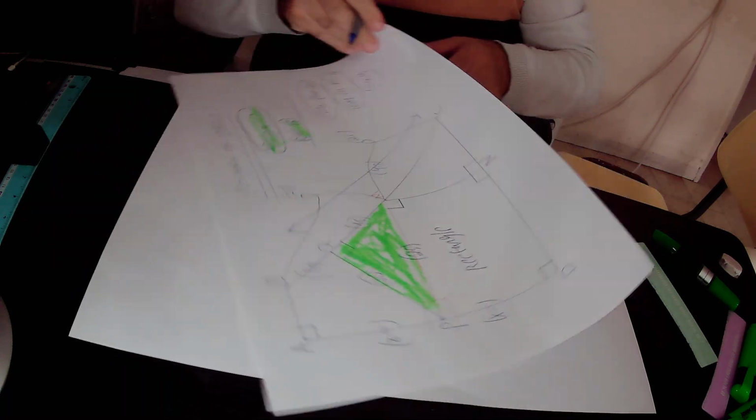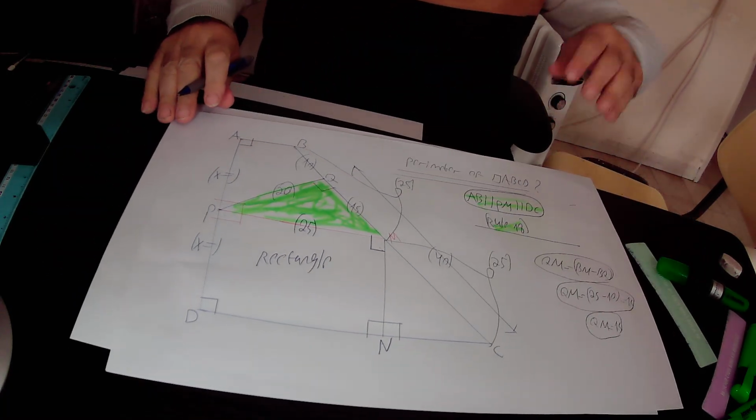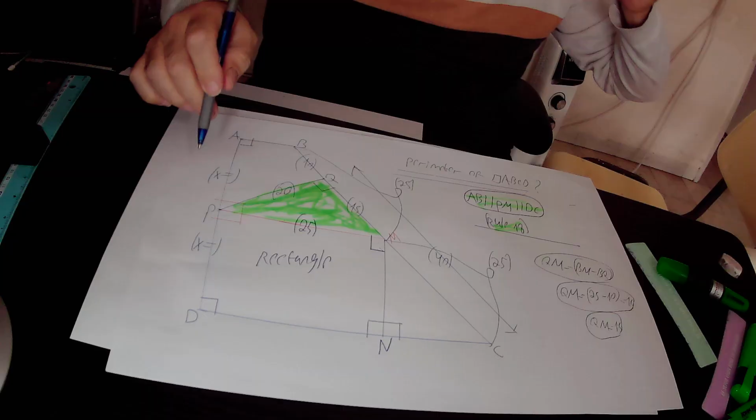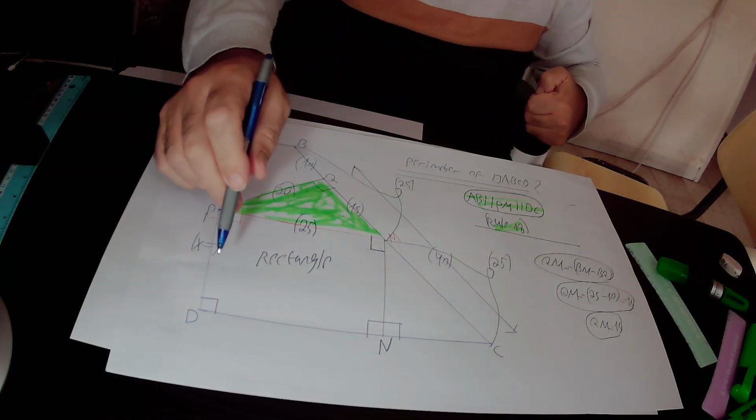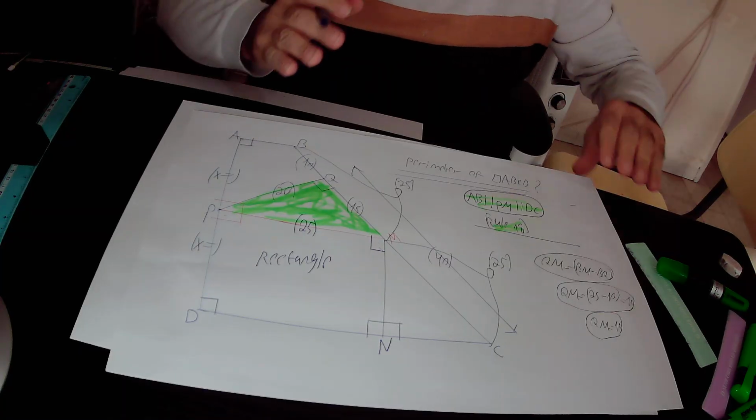But we also know that the opposite sides of a rectangle are equal to each other. So in rectangle PMND, side PM must be equal to the opposite side DN. But PM is 25, and therefore the opposite side DN must also be equal to 25 units in its length.